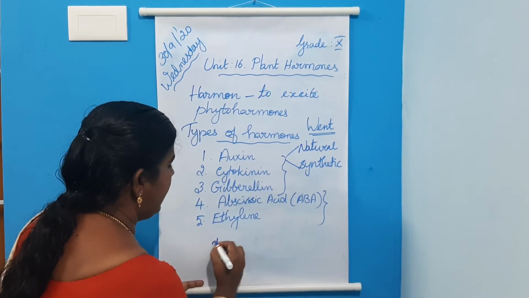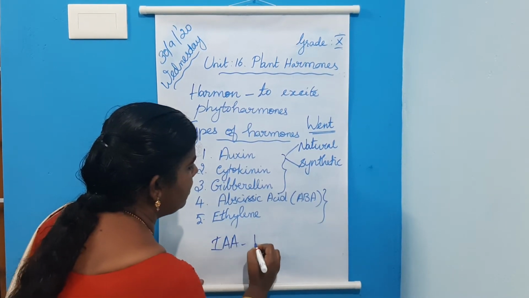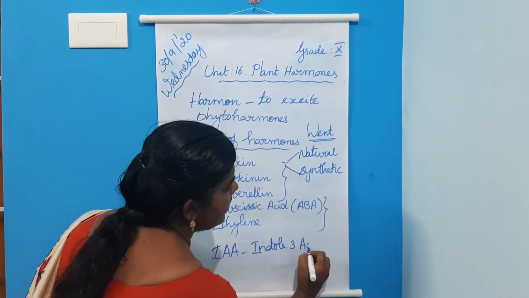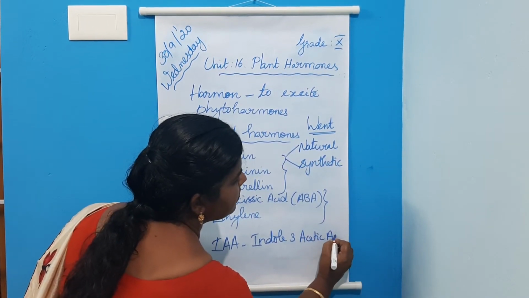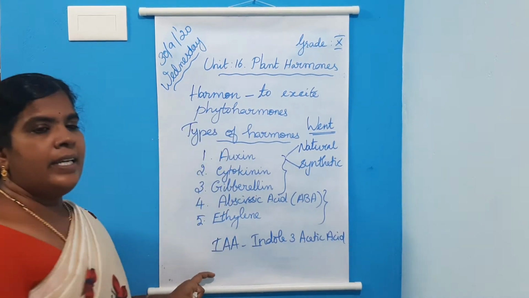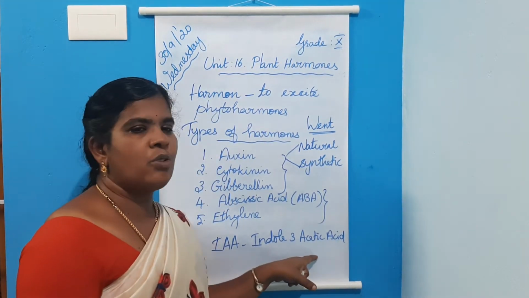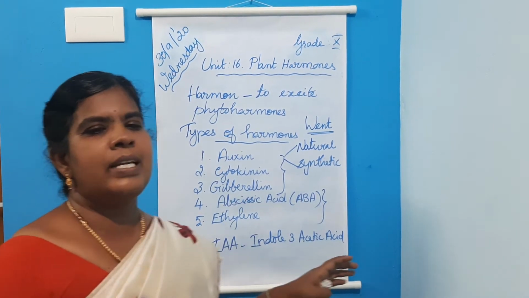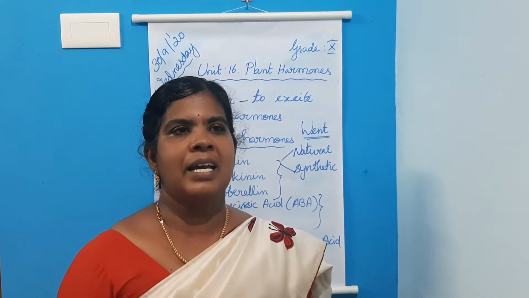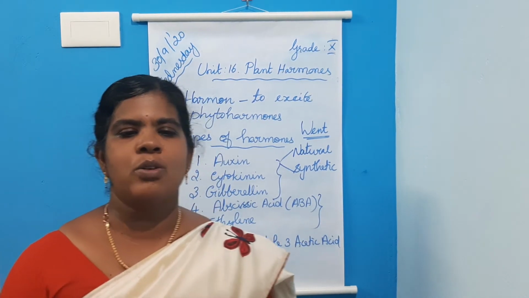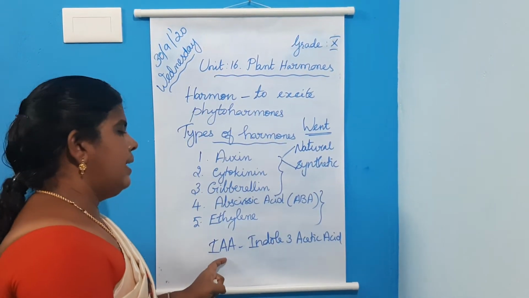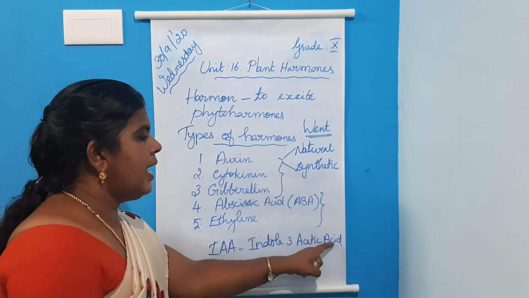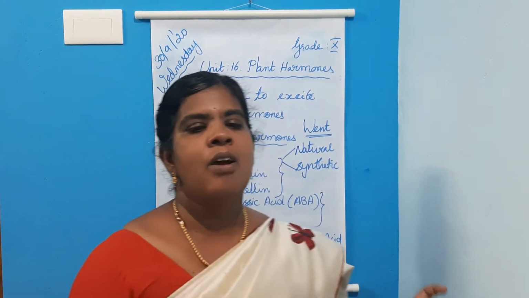Example, IAA, indole 3-acetic acid. What is IAA? IAA is a form of natural auxin produced by plants. Auxins produced by plants are called natural auxins. Example, IAA, indole 3-acetic acid. It's a form of natural auxin.